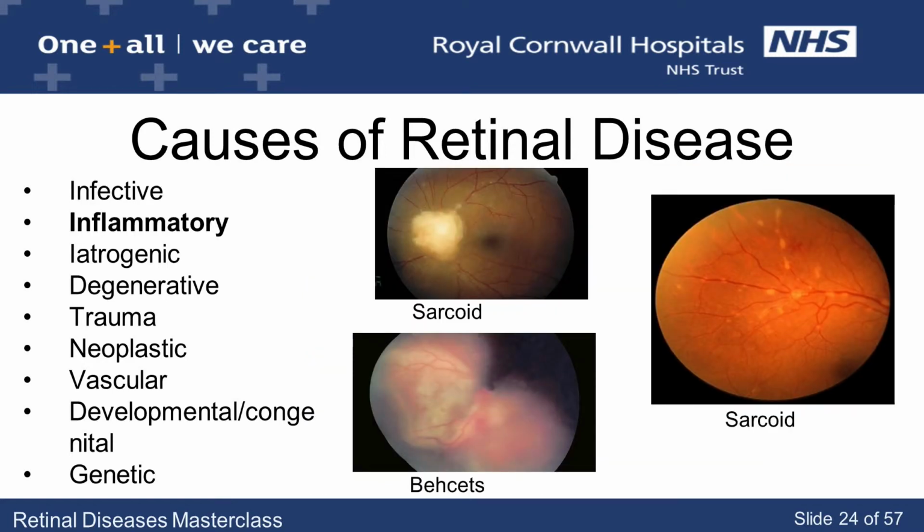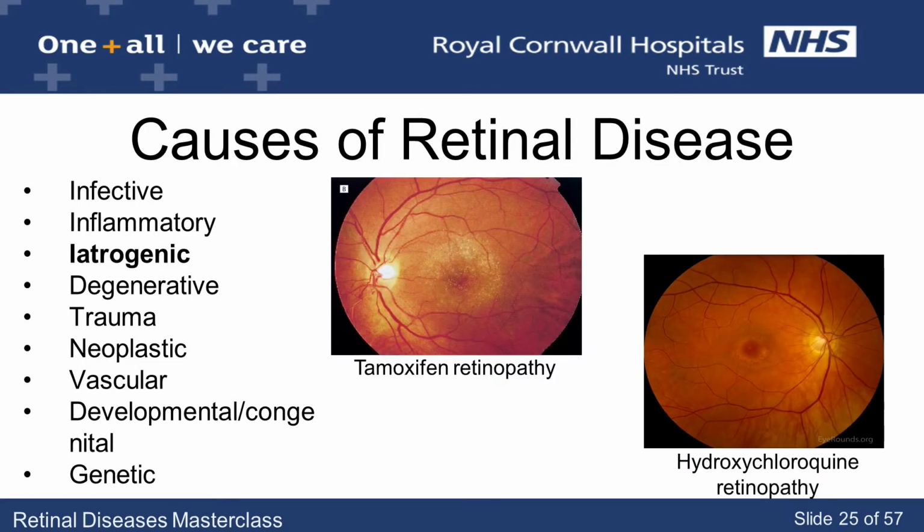Inflammatory causes of retinal disease, i.e. caused by the patient's own immune system, include sarcoidosis and Behçet's disease. Sarcoidosis is a granulomatous disease causing granulomas such as the top picture there, but also vasculitis as seen on the right-hand picture. We doctors can cause retinal disease. If we prescribe tamoxifen or hydroxychloroquine, we can seriously affect the patient's macular function, sometimes irreversibly.